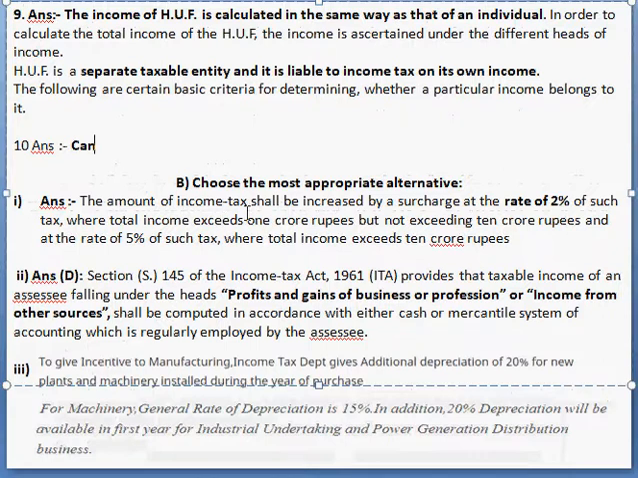The amount of income tax shall be increased by a surcharge at the rate of 2% of such tax when the total income exceeds 1 crore rupees but does not exceed 10 crore, and at the rate of 5% if it exceeds 10 crore. So the answer will be 2% since it comes under the bracket of 1 to 10 crore. But if it exceeds, then it will be 5%.